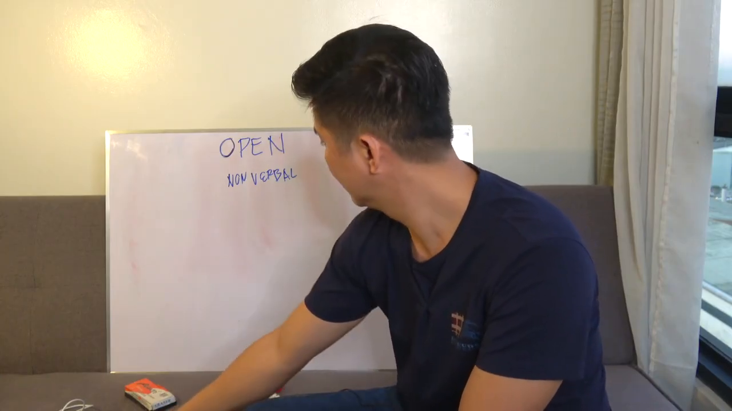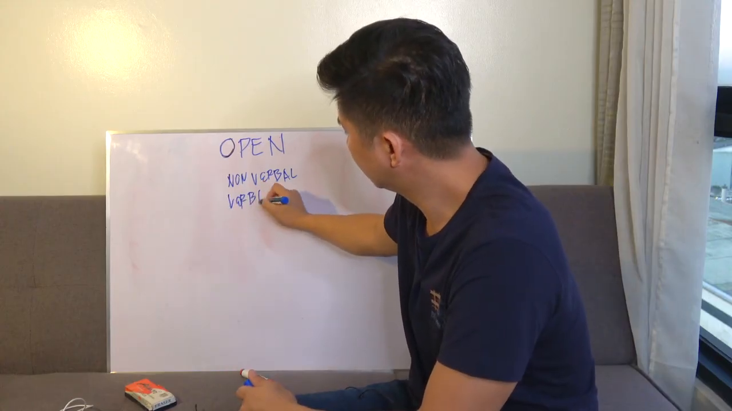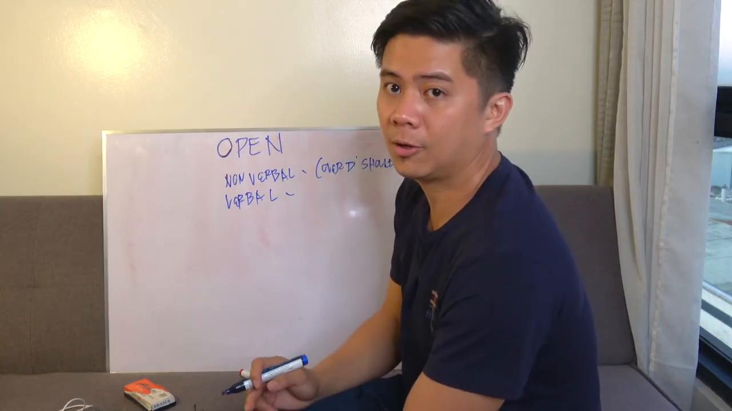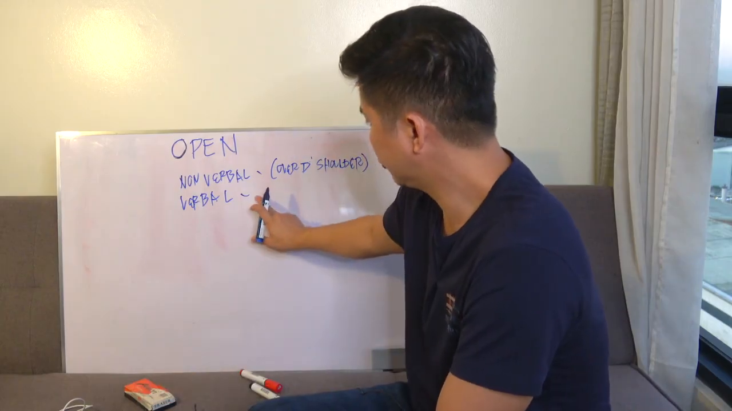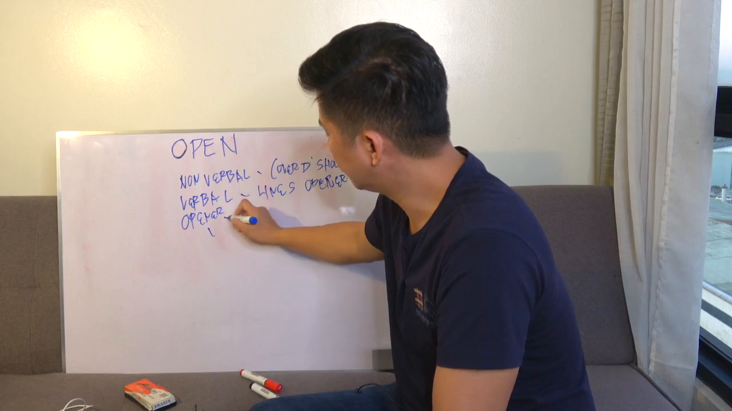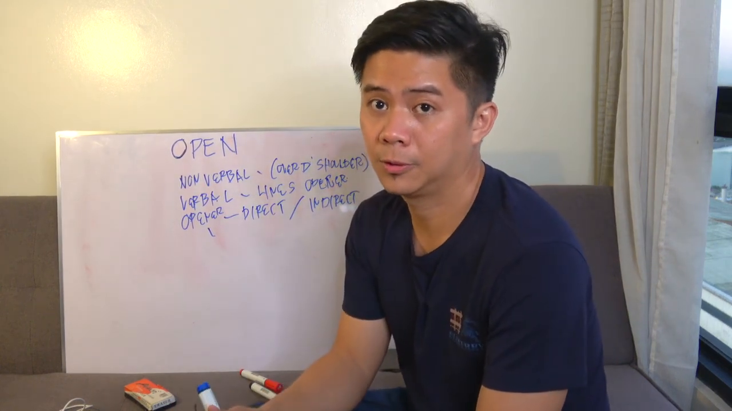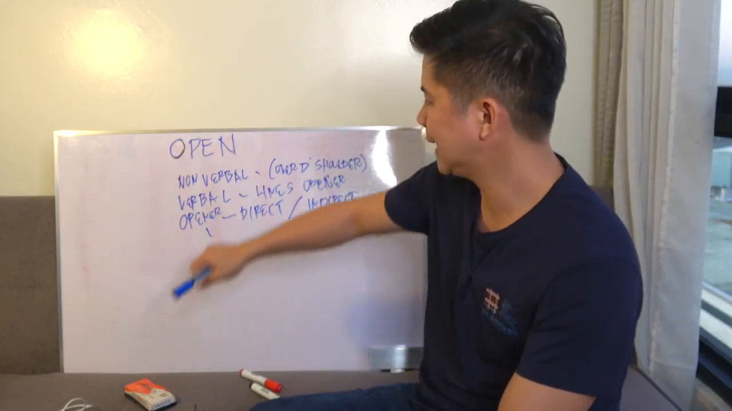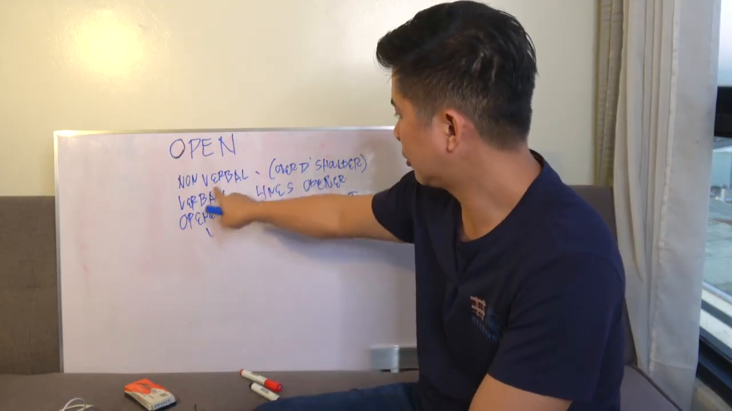And the next one is actually the verbal. Your non-verbal is like over the shoulder. Now the second one is the verbal thing. The verbal is what you're going to say: your lines, your openers, the direct and the indirect. So that's how you break down everything here. I'm gonna repeat it again. This is how I break down everything when I approach. Okay, let's talk about non-verbal.